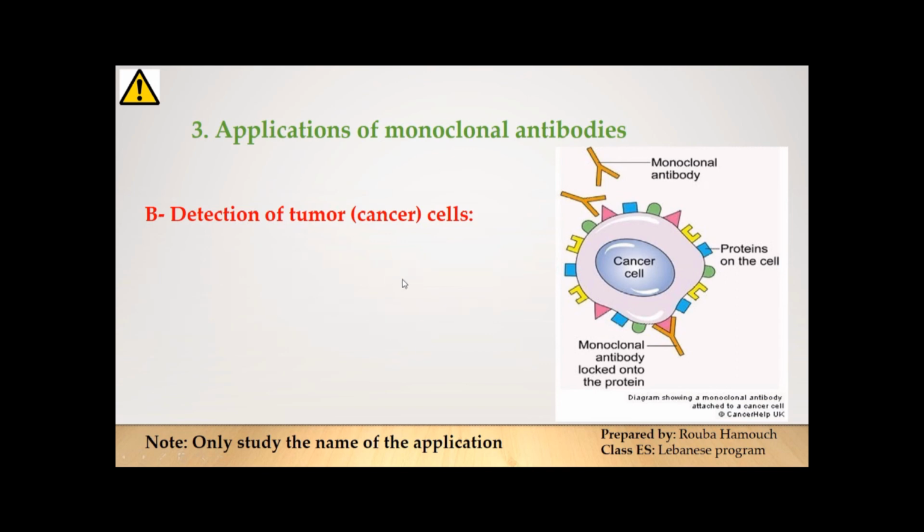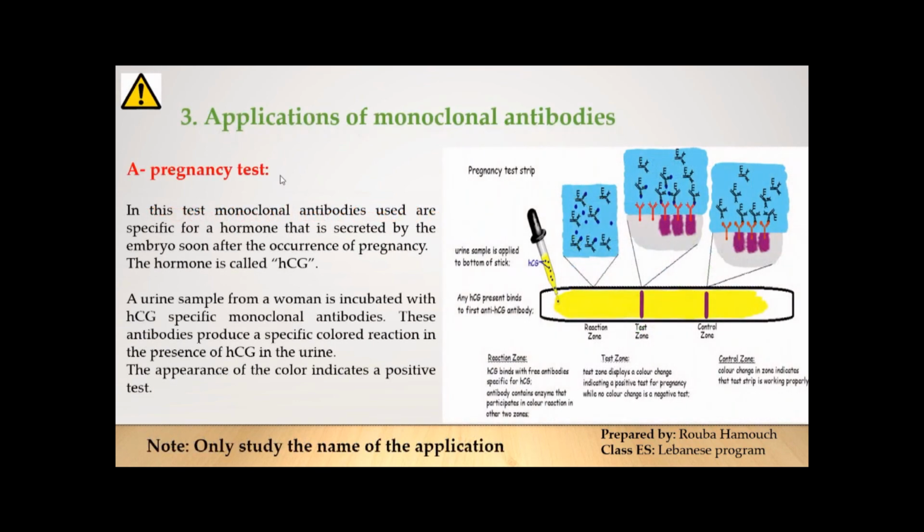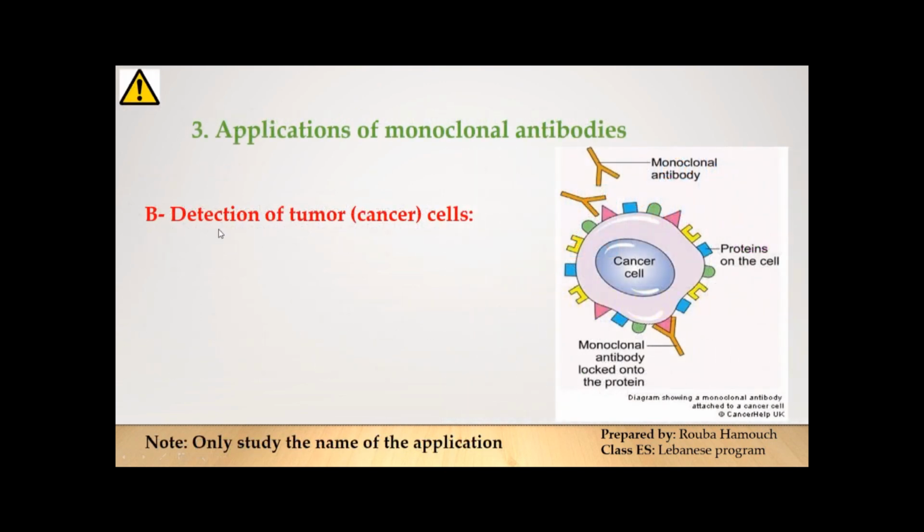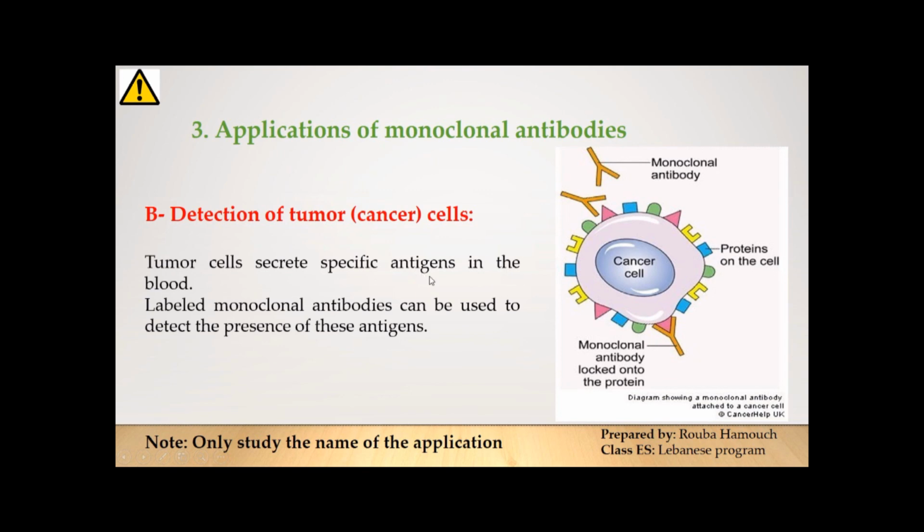So the first application of monoclonal antibodies was the pregnancy test. In the second application, we use monoclonal antibodies ready-made in the lab, specific for a certain type of cancer antigens. If the sample contains antigens for cancer, the antibodies will bind to these antigens and will emit a fluorescence, a color indicating a positive test. You only have to study the name of this technique.